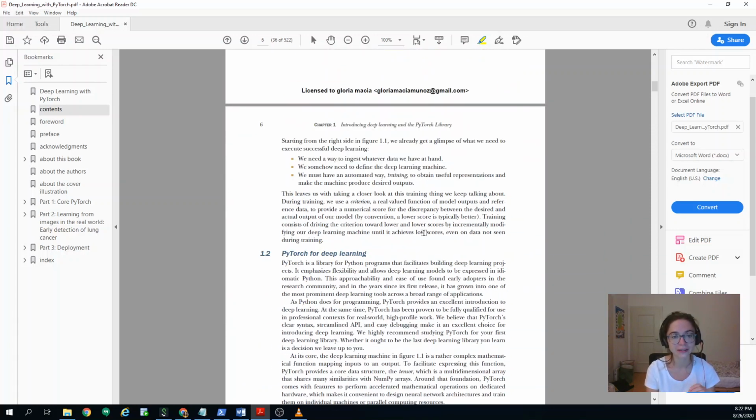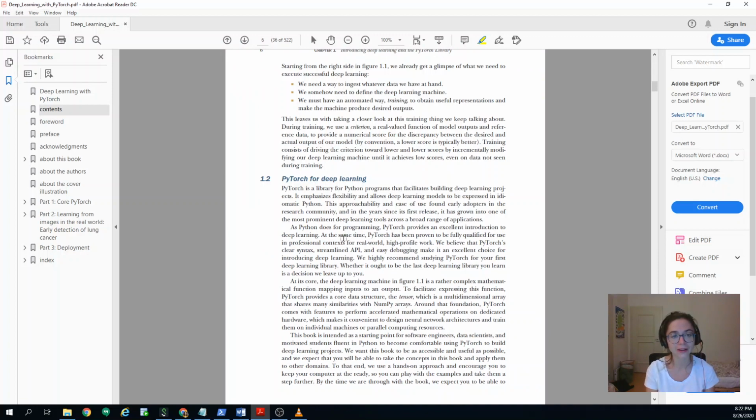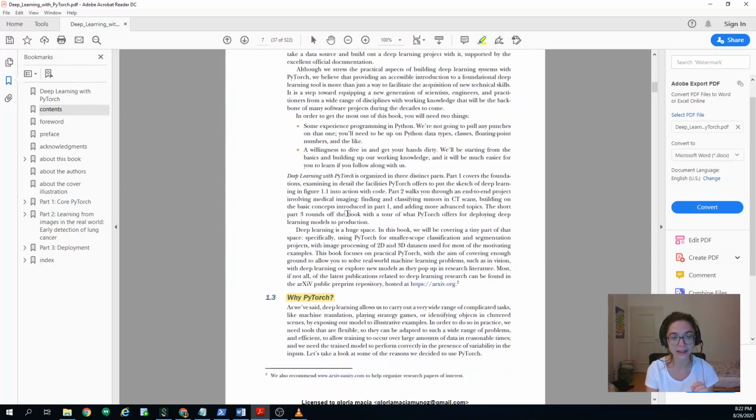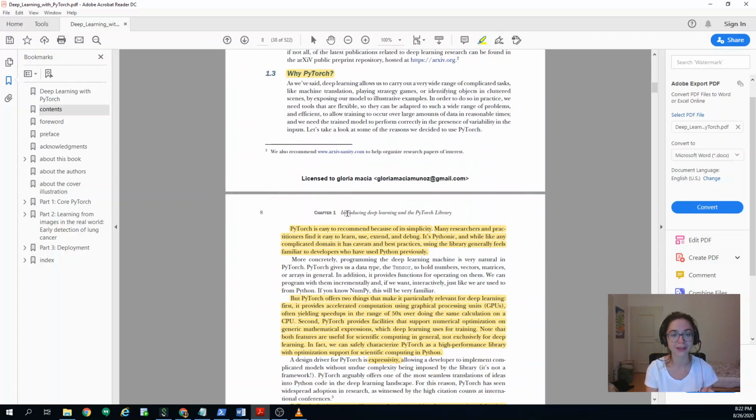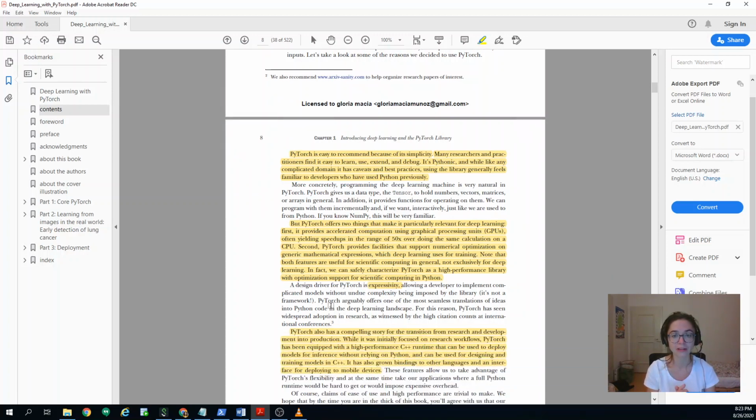Yeah, that's super interesting. Then I think here they have an interesting paragraph about PyTorch for deep learning, which I'm going to skip because I think it's way more interesting: why PyTorch? They say PyTorch is easy to recommend because of its simplicity. And I think that's a key point. Many researchers and practitioners find it easy to learn, use, extend, and debug. It's Pythonic. And while like any complicated domain it has its caveats and best practices, using the library generally feels familiar to developers who have been using Python previously. And I think so far that's how I feel. The code looks very similar to me to what I have seen, for instance, with NumPy, right? And it says PyTorch offers two things that make it particularly relevant for deep learning.